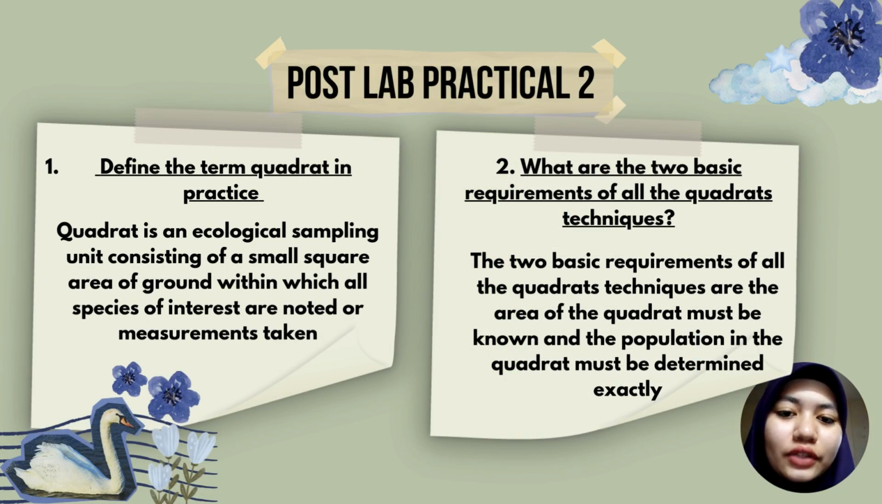Now, let's discuss the post-lab questions for practical number 2. Quadrat is an ecological sampling unit consisting of a small square area of ground within which all species of interest are noted or measurements are taken. The two basic requirements of all the quadrat techniques are the area of the quadrat must be known and the population in the quadrat must be determined exactly.